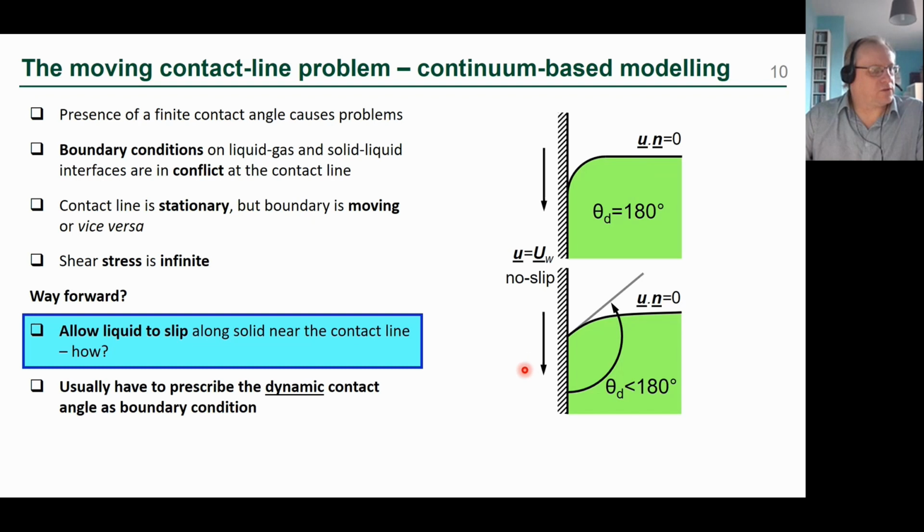So what we tend to have to do in this situation is to allow the liquid to slip over this solid in this region here. And then there's a question of how we do that. We could use the Navier slip condition, for example, or other ideas.